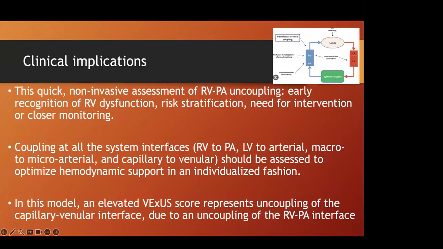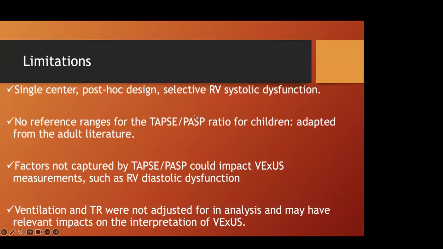So limitations of our study: it's a single center post-hoc design. We selected only children with RV systolic dysfunction. Remember, there is no reference value in children for TAPC and PASP. We just adapted this from the adult literature, and we did not capture those children who had RV dysfunction. Several children did have it, but we did not capture the data, especially the RV dysfunction. And we did not adjust for ventilation and tricuspid regurgitation in the analysis, which could have impacted the interpretation.